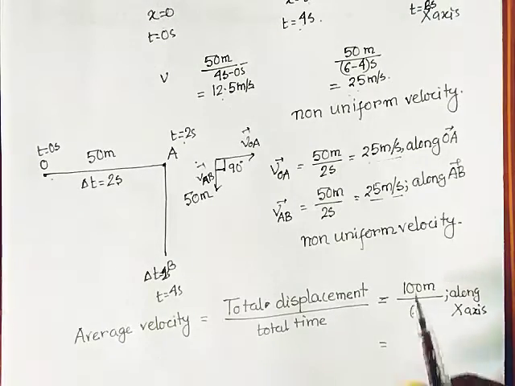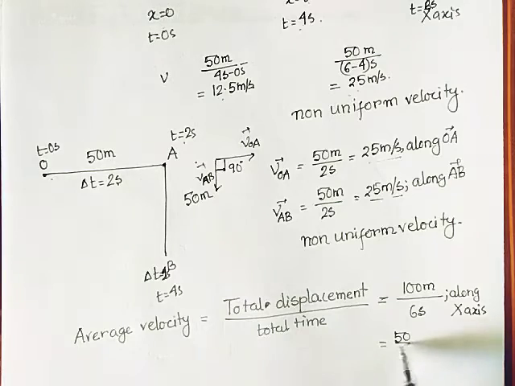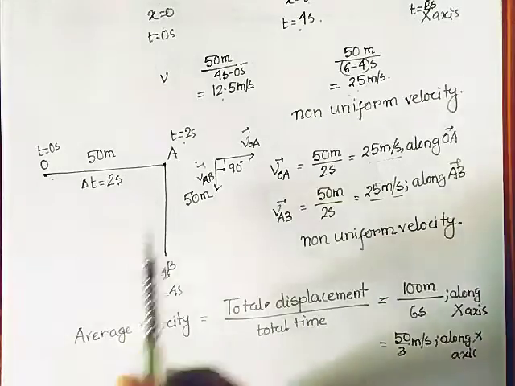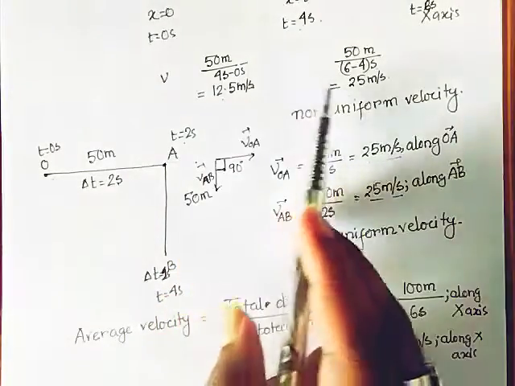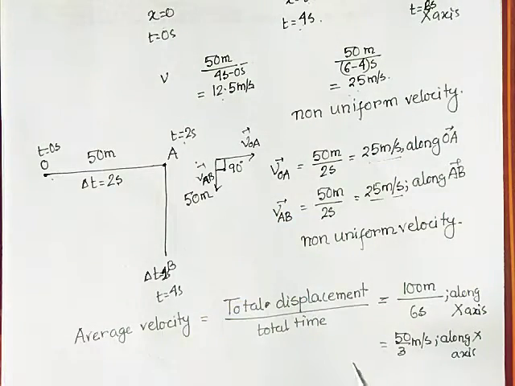So it will be 50 by 3 meter per second along the x-axis. Obviously, this average velocity of 50 by 3 meter per second is completely different from this 12.5 meter per second and 25 meter per second. Each tells the average value, the uniform rate. It is basically taking the uniform rate of displacement.